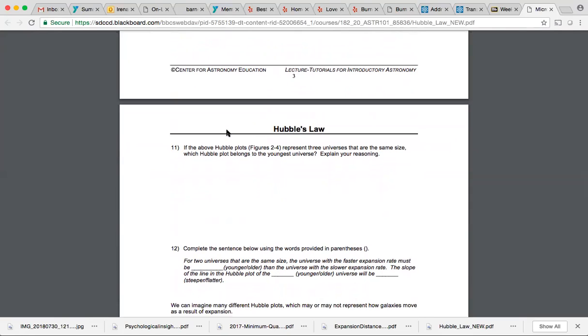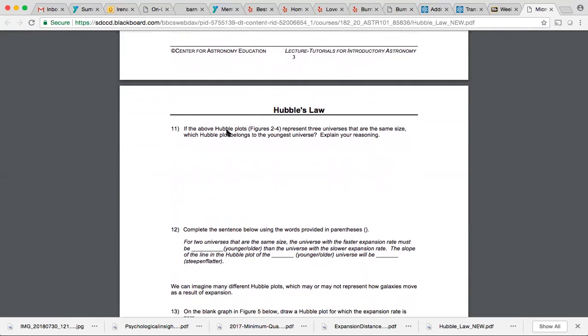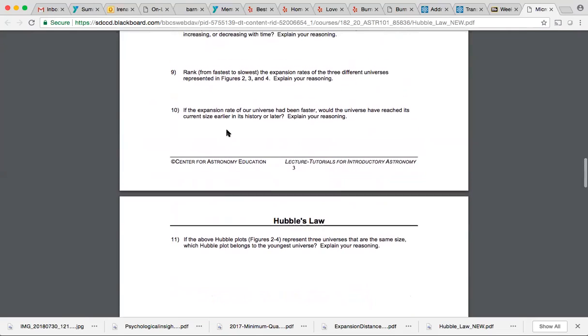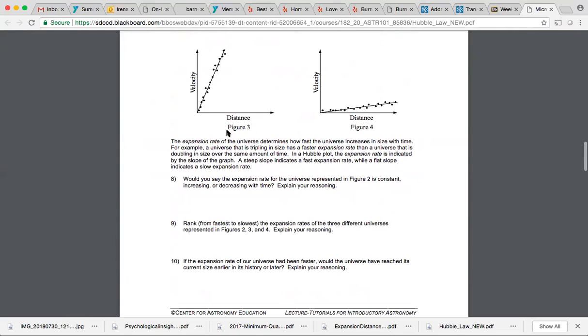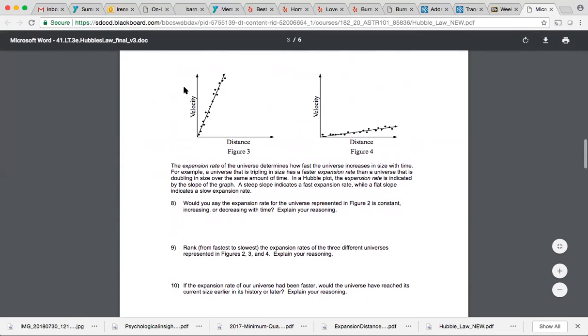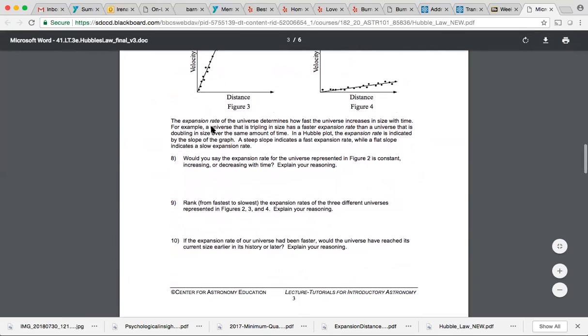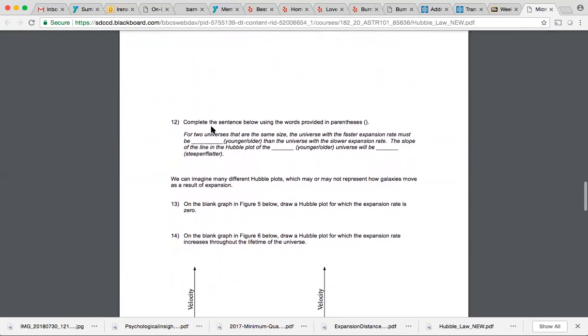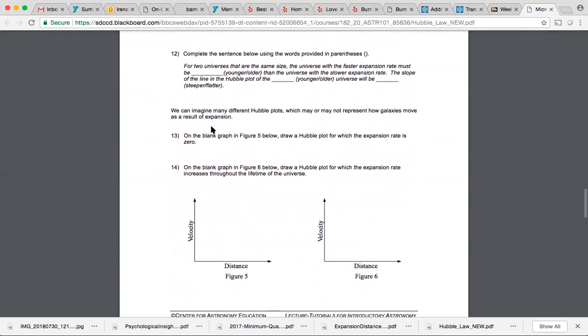Which one is the youngest universe? The one with the steepest slope gets to the same size the quickest. The one with the least slope gets to the same size the slowest. So which one is then the youngest? That would be figure 2? Yes, very good. Or figure 3, sorry. Figure 3, right? This one would take the least amount of time to get to a particular size. Okay, very good. And then how do we fill in the blanks?